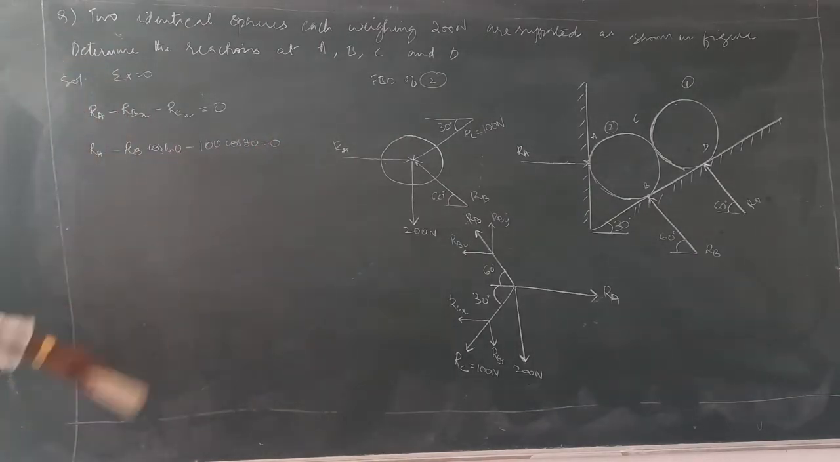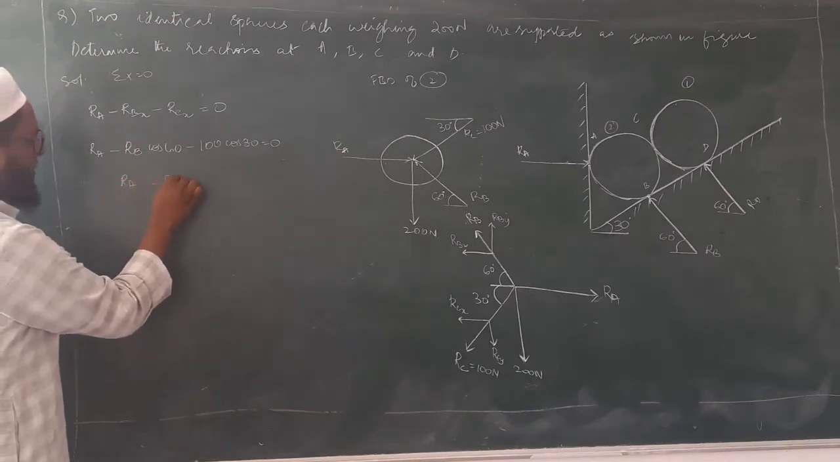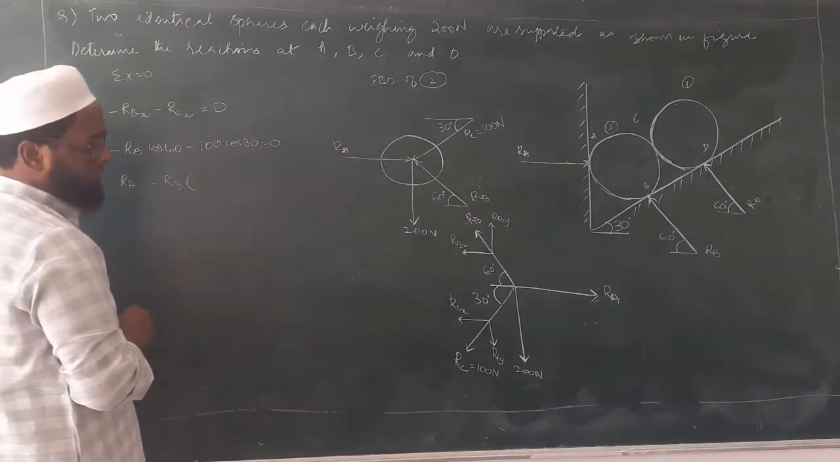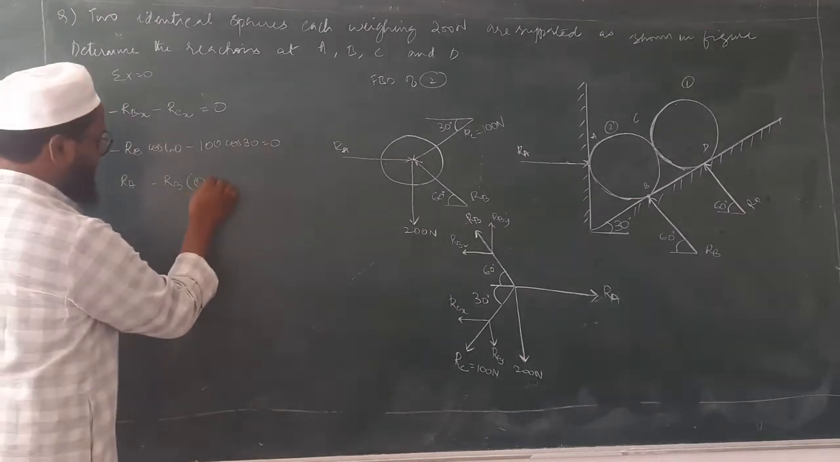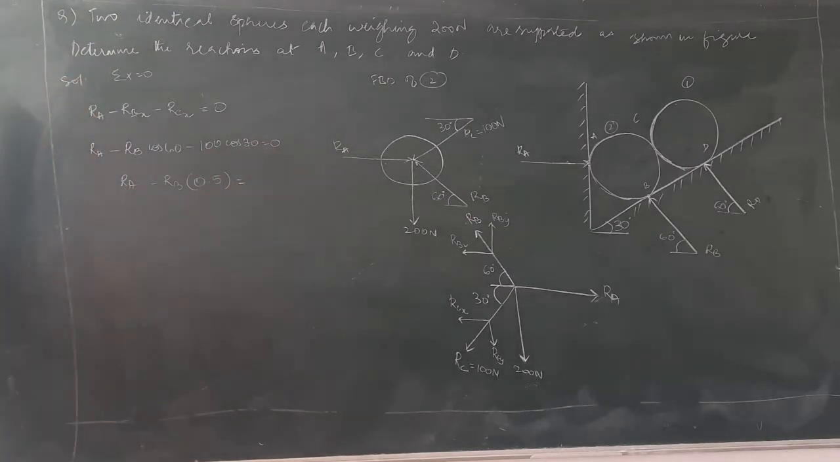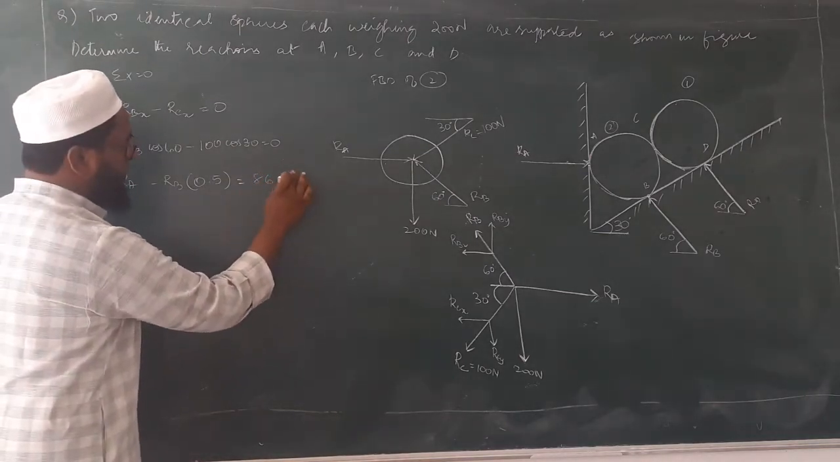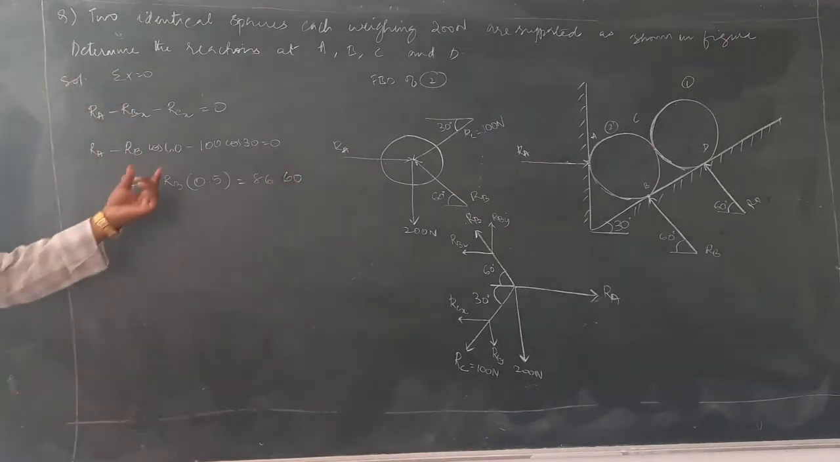Now tell me, RA minus RB cos 60, what is the value of cos 60? Cos 60 is 0.5, is equal to 100 cos 30, which is how much? 86.6. Okay. Understood till here? We are just simplifying the equation.